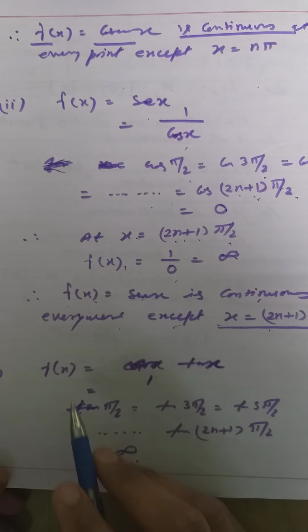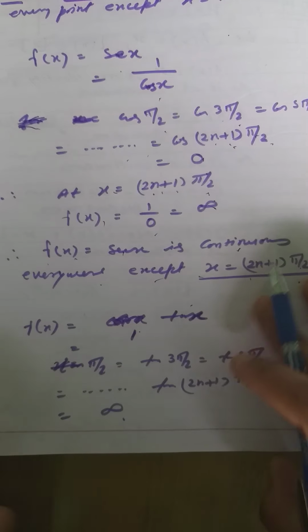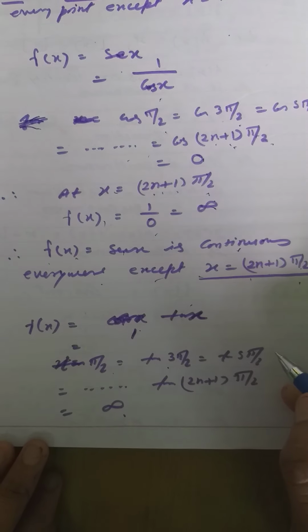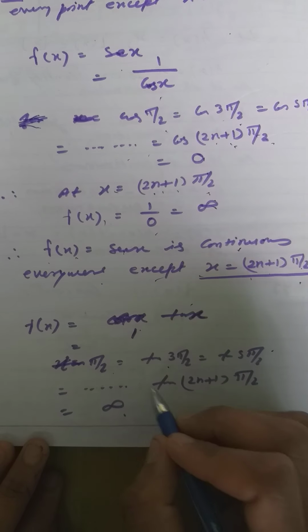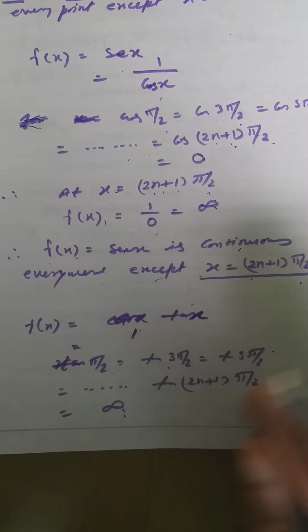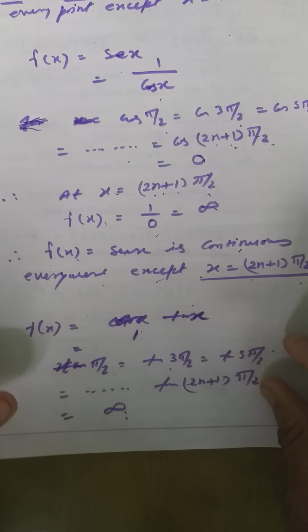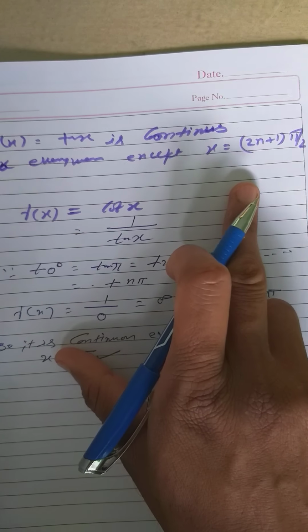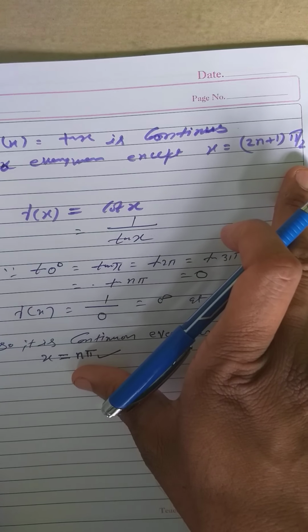Now you can see f(x) = tan x. As we know, my dear student, tan pi/2 = tan 3 pi/2 = tan 5 pi/2 = ... = tan (2n + 1) pi/2 = infinite. Right? So f(x) = tan x is continuous everywhere except x = (2n + 1) pi/2.